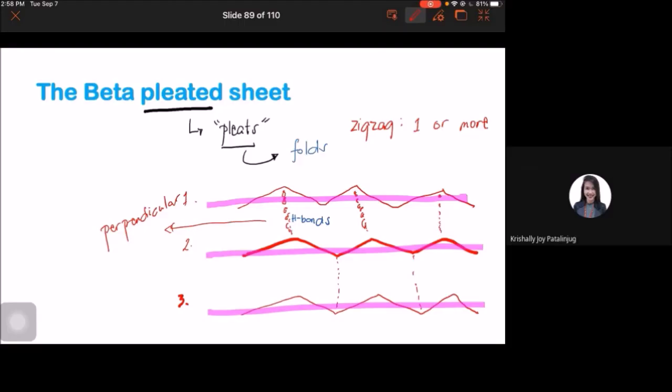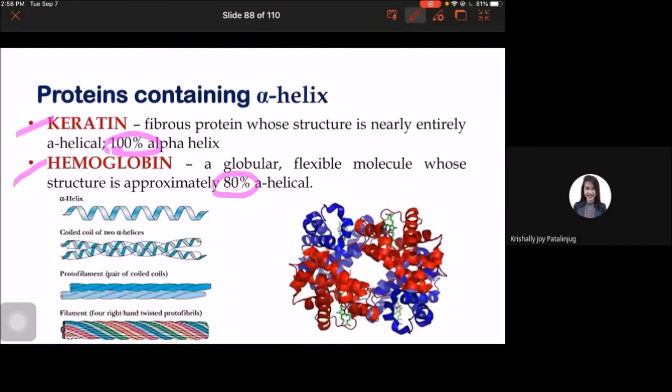Sa alpha helix, ano yung perpendicular to the axis of rotation? Tama. It is the R group. Very good. Okay, so take note of that.